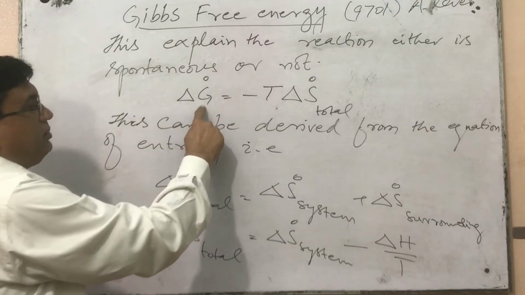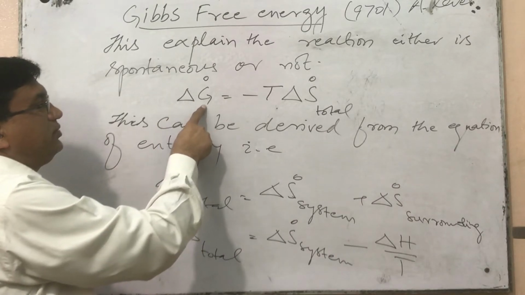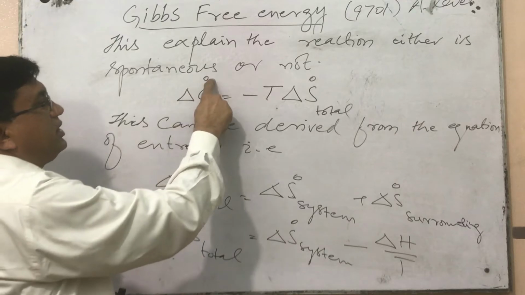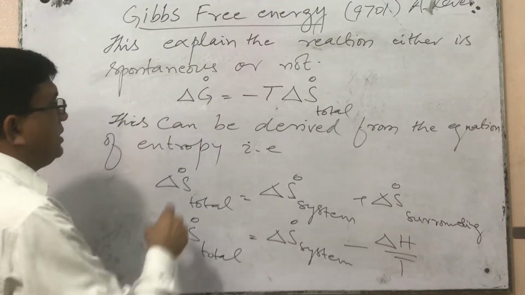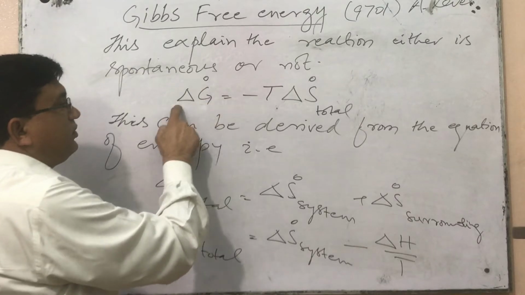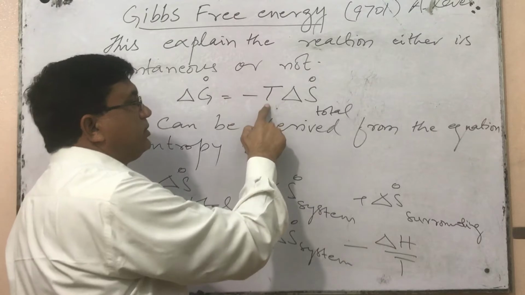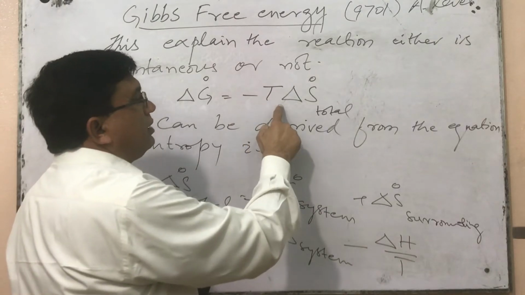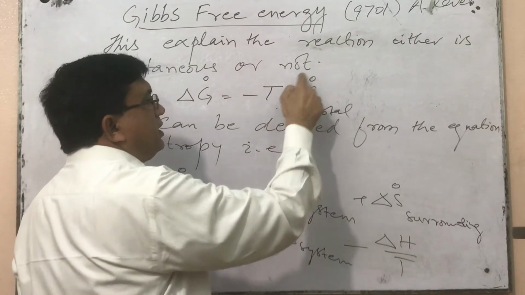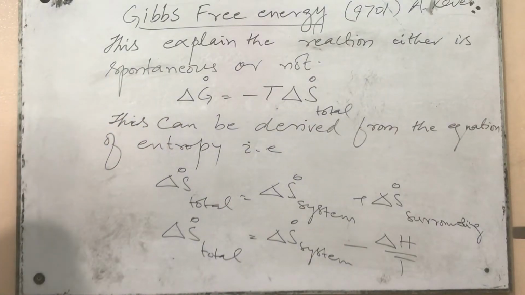Gibbs free energy is represented by G. Delta G means change in Gibbs free energy, and this degree stands for standard states. Now, this side indicates the standard Gibbs free energy change is equal to minus absolute temperature times the total standard entropy change. Total standard entropy change.